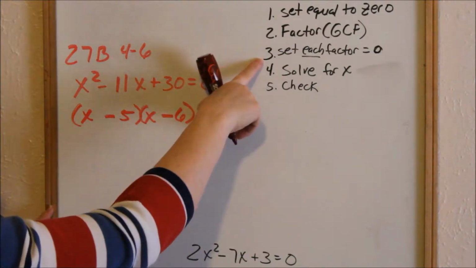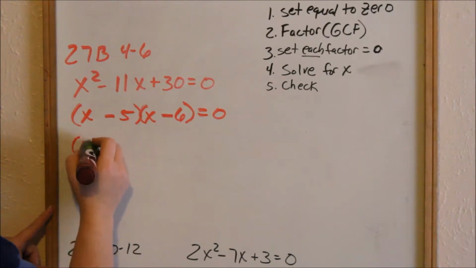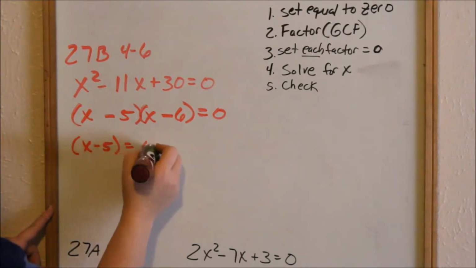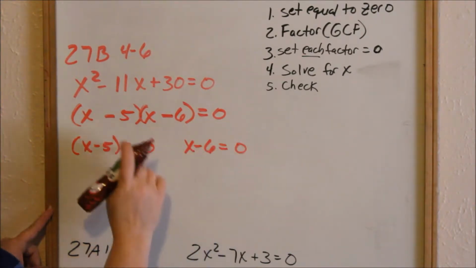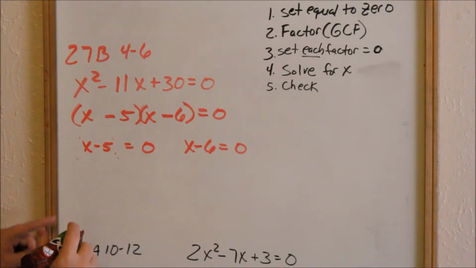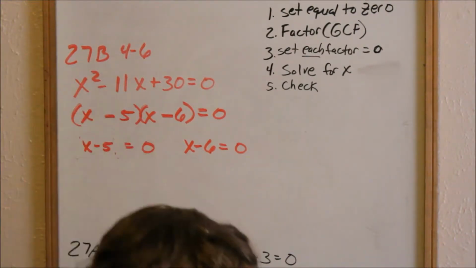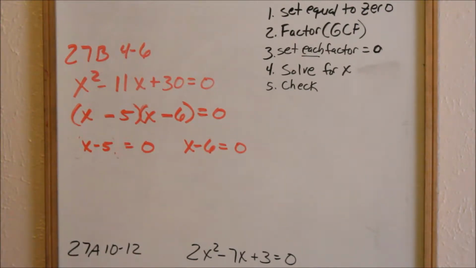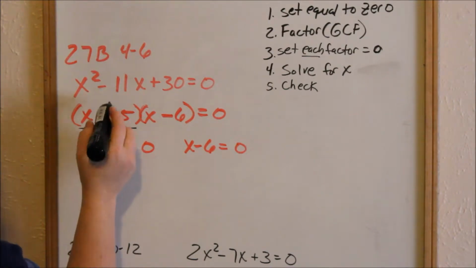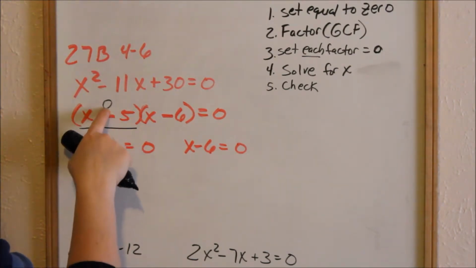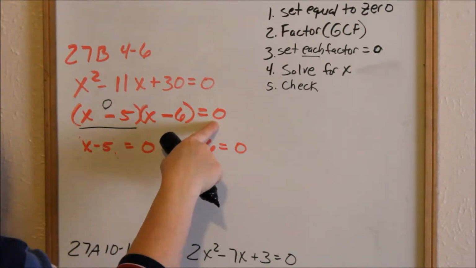Step number 3 was set each factor equal to 0. So what we do is we set x minus 5 equal to 0, and then we set x minus 6 equal to 0. I don't really need my parentheses. What we're saying here is if this whole parentheses, let me get my different color here. If I was to say that this whole set of parentheses was 0, if this whole thing was 0, 0 times anything will equal 0, and it makes this statement true.